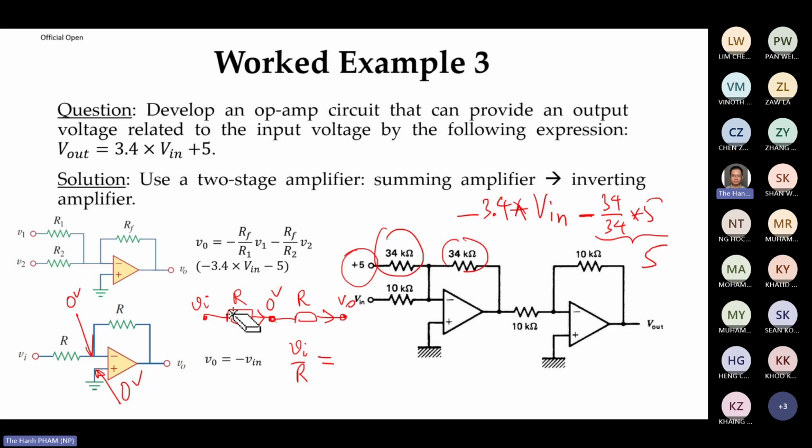right? Because they just flow. The current flow here must flow here. Cannot go inside the op-amp. So this one should be 0 minus V out over R or minus V out over R. So then V out is minus V in. Correct? Right. So after I have this formula, I use this circuit, then I multiply by 1, right? So I should have 3.4 V in plus 5.